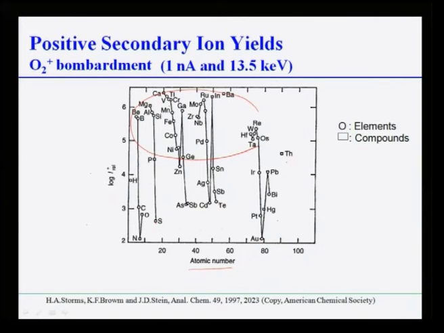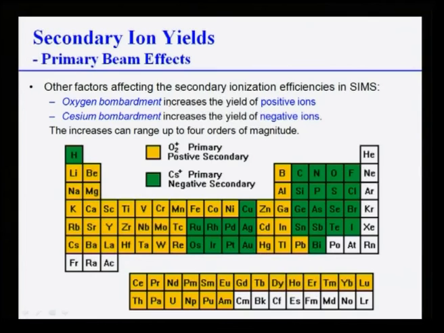So, that is why Cs and O2 plus can complement each other as a primary beam to create a good yield of the secondary ions. And this is what I am showing in a periodic table, secondary ion yields for primary beams like that. The factors affecting the secondary ionization efficiency: oxygen bombardment increases the yield of positive ions, cesium bombardment the yield of negative ions, as you see. The increases can range up to 4 orders of magnitude. The yellow ones basically are O2 positive secondary ions, and green ones are Cs positive ions that lead to negative secondary ionization.